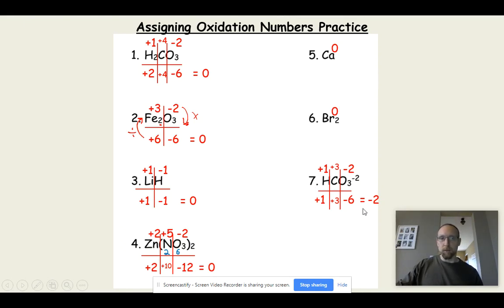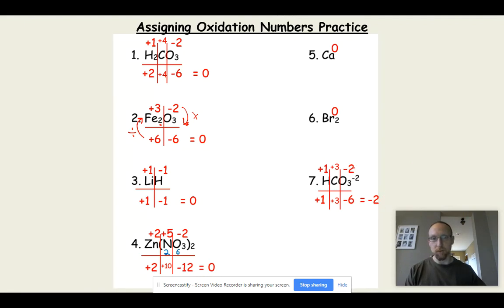Last one, number 7. This is an example of your polyatomic ions. This is the only time it's not going to add up to 0. This is giving you that -2. It's not telling you oxygen's oxidation state, right? It's telling you the whole thing is -2. So make sure that everything adds up to -2, not 0.